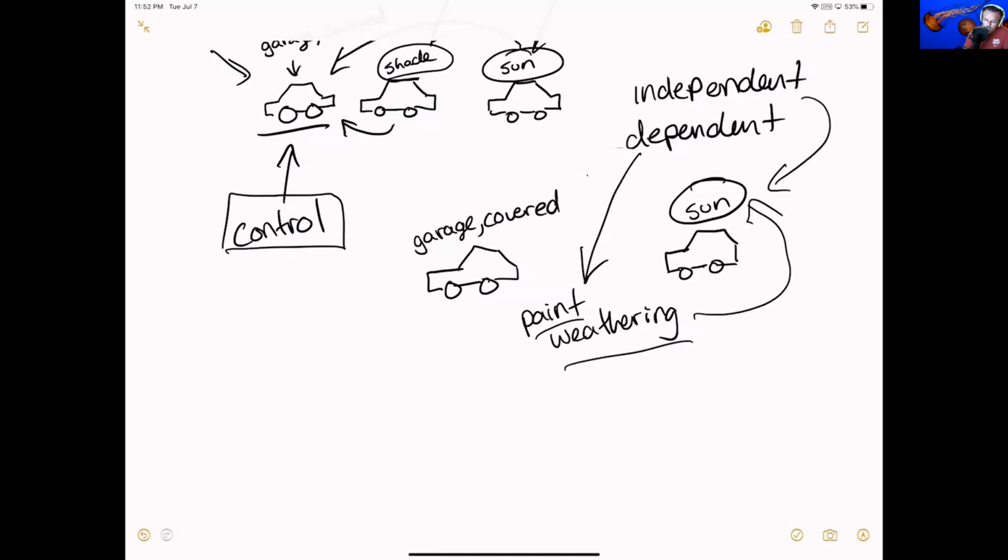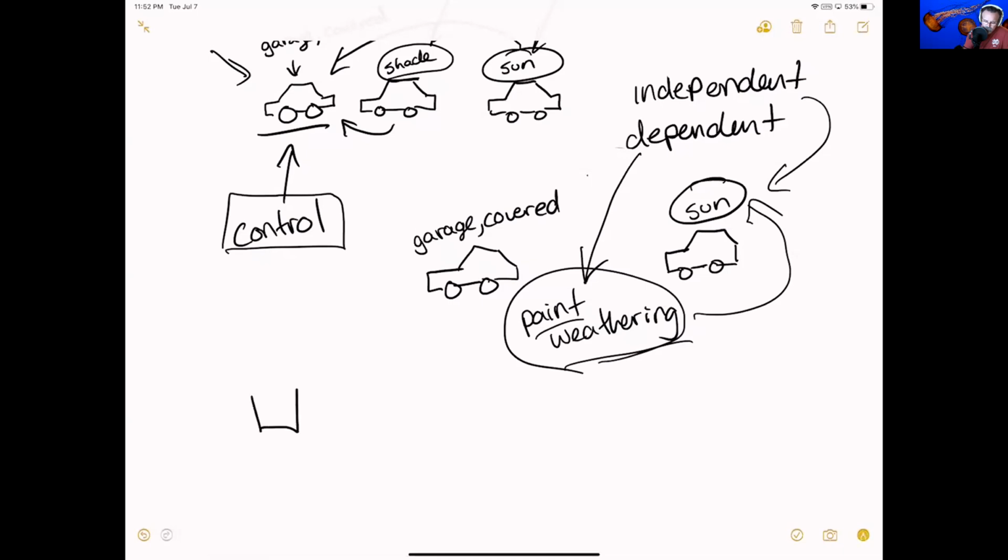So again, the dependent variable is paint weathering. It depends on how much sun hits it. The sun would be the independent variable. And that's probably the easiest way to remember it: the dependent variable depends on something else you changed.